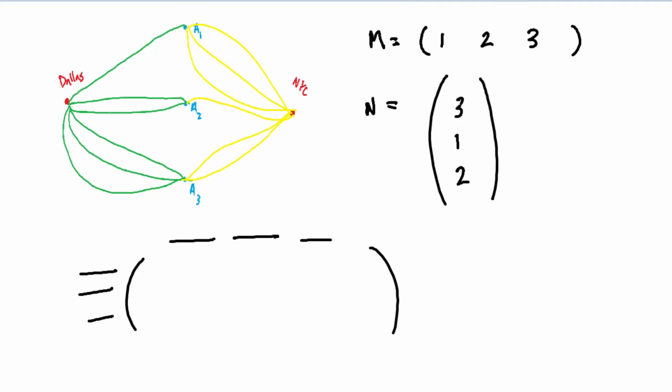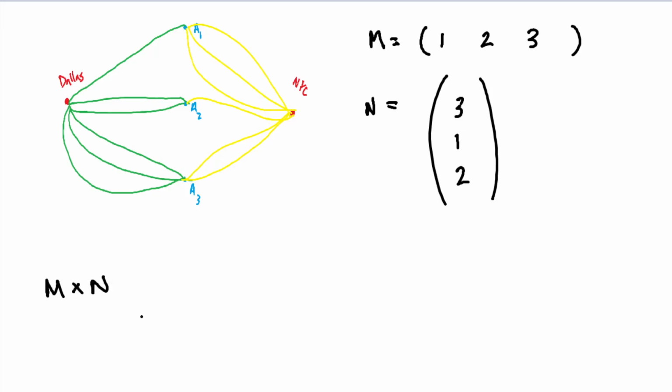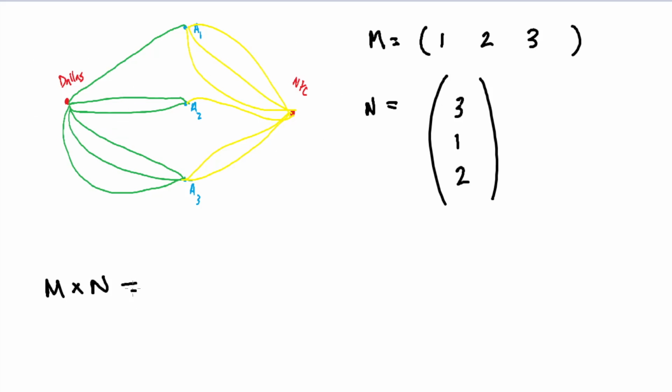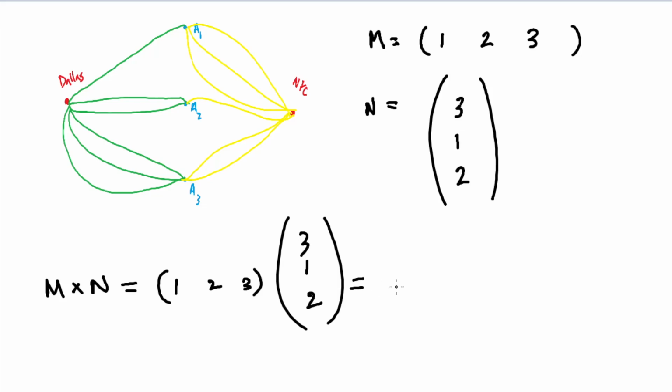Alright, so taking the same convention that we have, clearly what this implies is that when we multiply M times N, because that's how you find the number of possible routes that you can take from Dallas to New York City in the given scenario, this is clearly equal to 11. So let me write that out for you. That's like writing 1, 2, 3, and taking this matrix right here and multiplying it by your second matrix, which in turn should be equal to this.